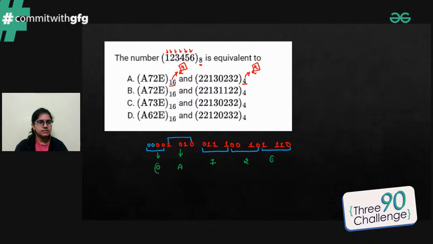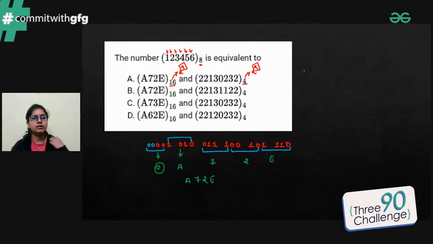So, do we have to consider this 0? No, because 0, 2 is equal to 2 also. Okay, so that's why additionally we are not adding 0 here. So what is our answer? Our answer is A, 7, 2, E.